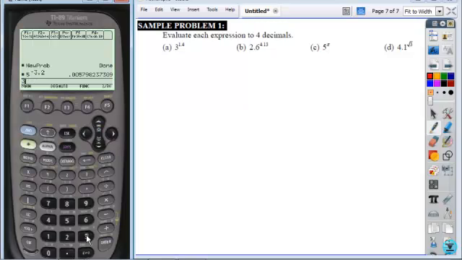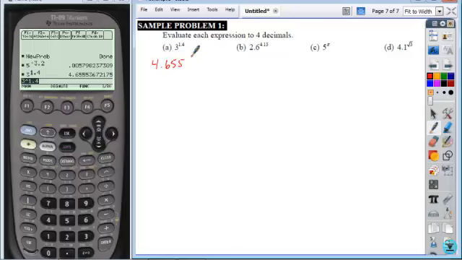Using your calculator, just type in 3 to the power of 1.4. It should give it to you in decimal form. So you get 4.6555. Second problem, 2.6 to the power of 4.13.